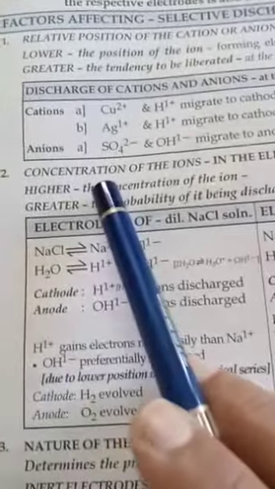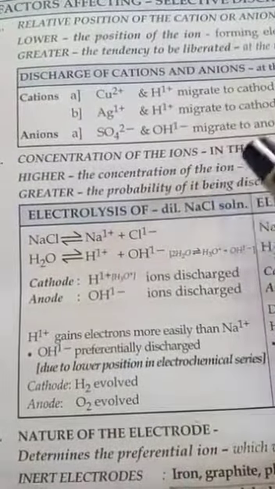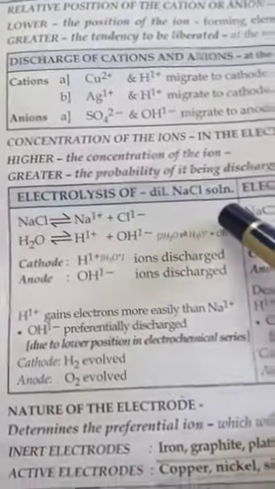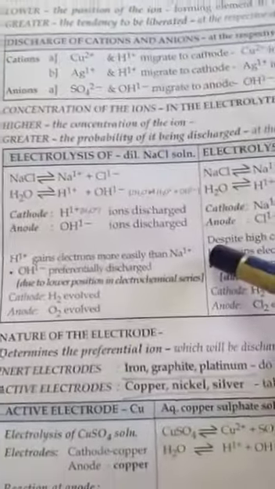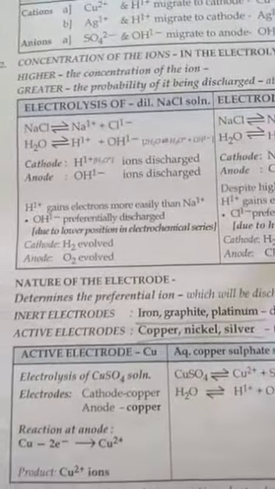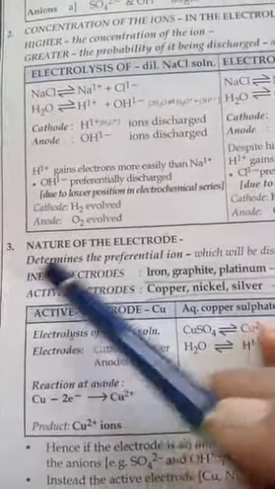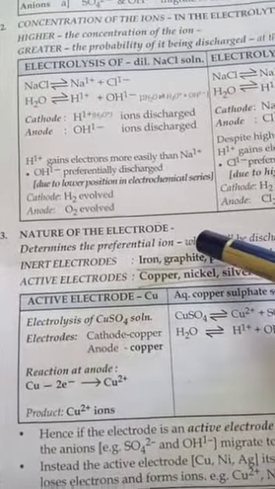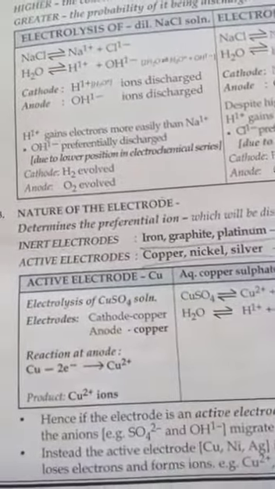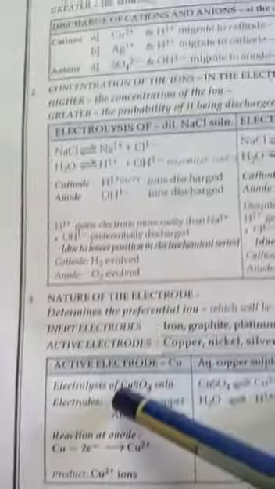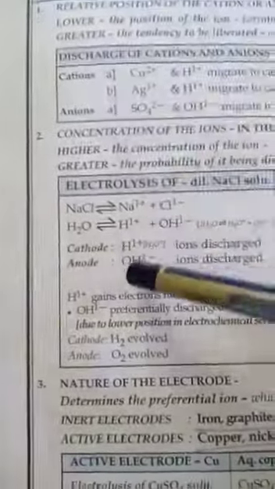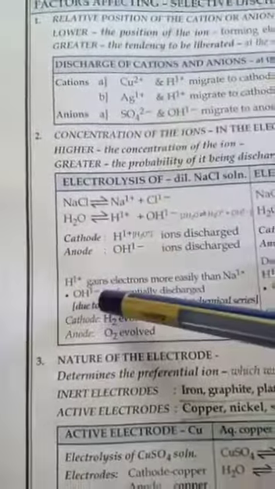Second is the concentration of the ion. The ion which has more concentration has more chances of discharging at the electrode. And third is the nature of the electrode. If the electrode is neutral, then these two points will be followed.